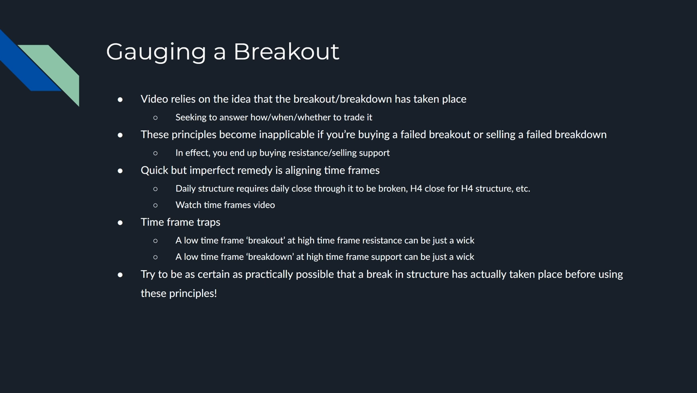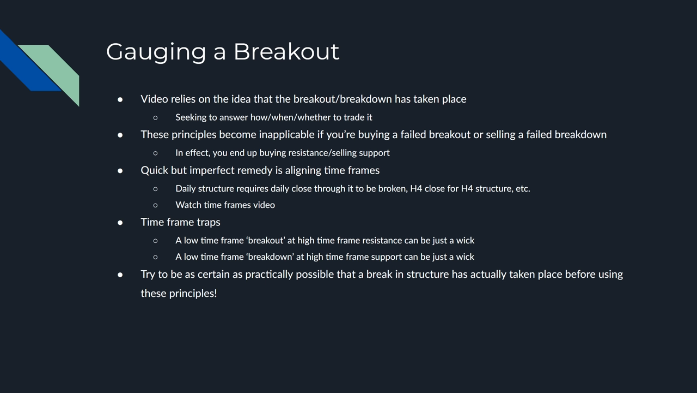So these principles become inapplicable if you're buying a failed breakout or selling a failed breakdown. So in effect, you end up buying resistance or selling support, which are things we don't want to do, if you've misidentified a breakout or a breakdown. I suppose the final way I could rephrase this is that we said that a break of resistance is a bullish setup. So if you misread that breakout, you're essentially getting bull trapped, right? Or we said that a break of support is typically a bearish setup. If you misread that, you're getting bear trapped. And all of those things are things we don't want, okay?